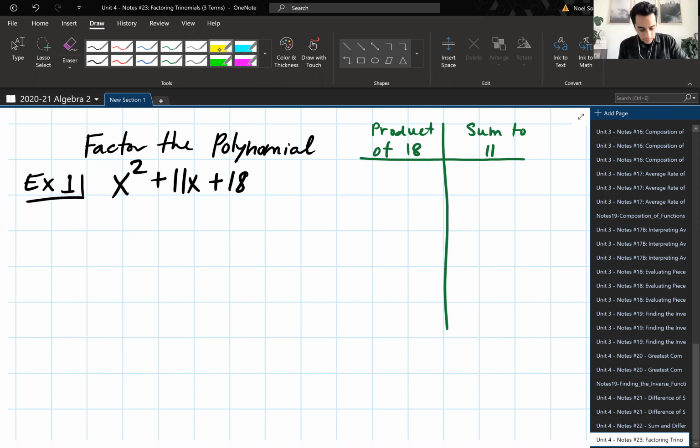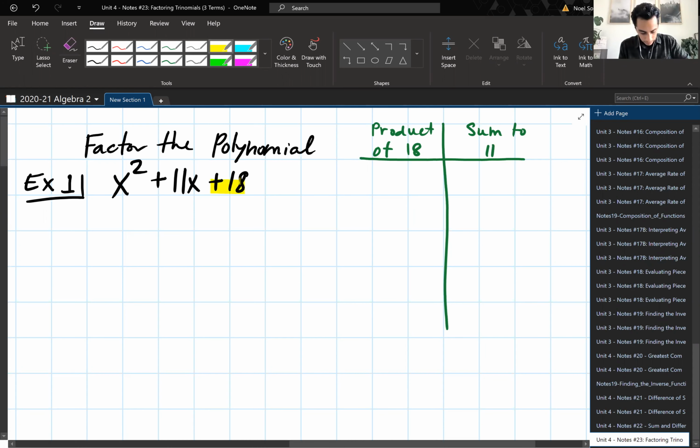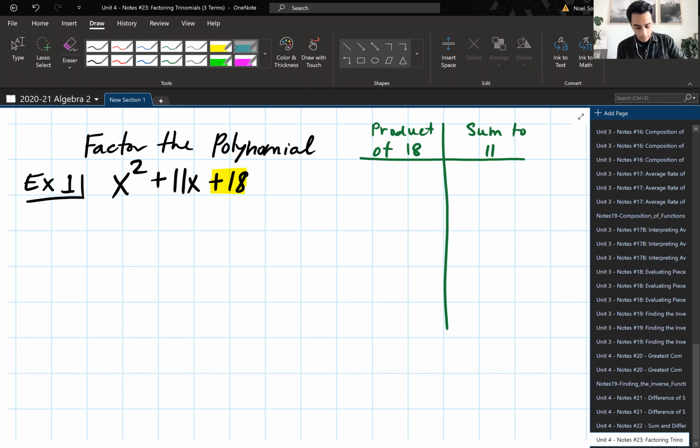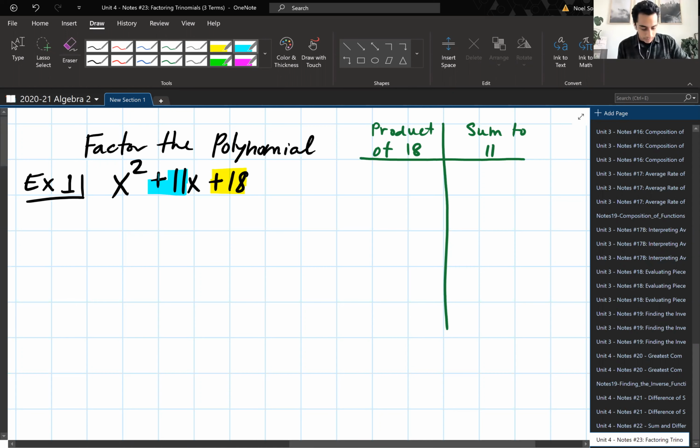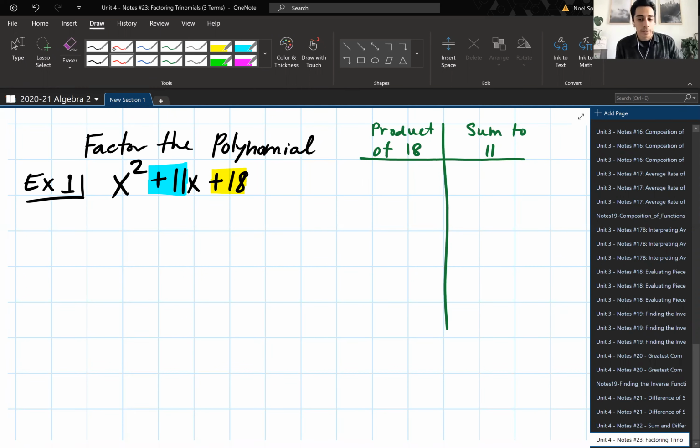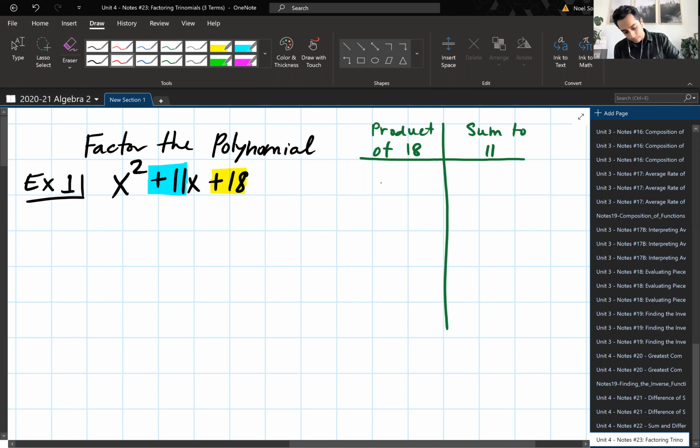And where am I getting those numbers from? Well, I'm looking at my constant, which is c, right? I need the numbers to multiply to be this constant, which is positive 18, but I also need them to add up to be 11. So the numbers that I choose have to satisfy both requirements. Let me give you an example of one that is clearly wrong. A product of 18 could be 1 times 18, right? But when I add those numbers up, they add up to 19. So that's clearly not the option that I'm looking for.